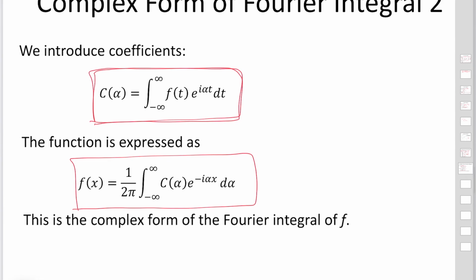Okay, so in this session, I introduced the Fourier integral. This is the end of this session.